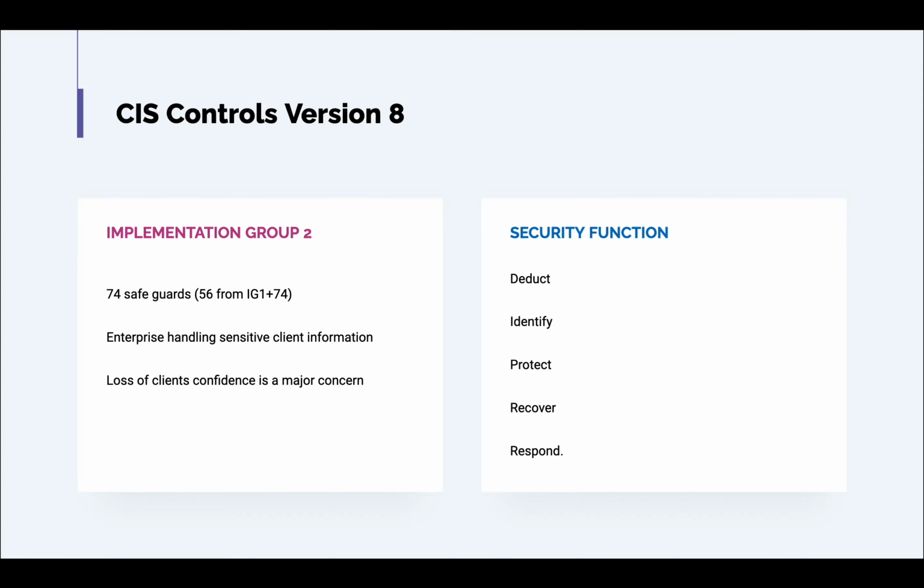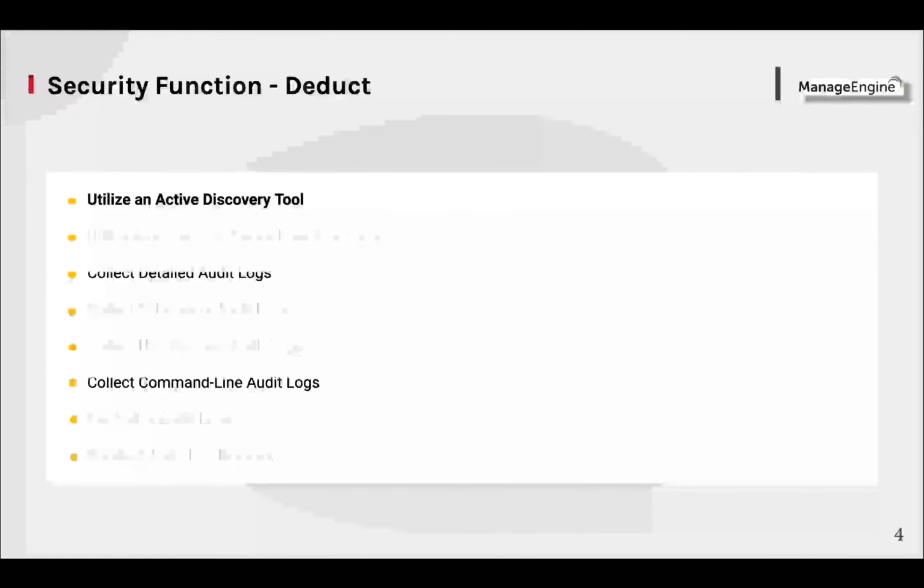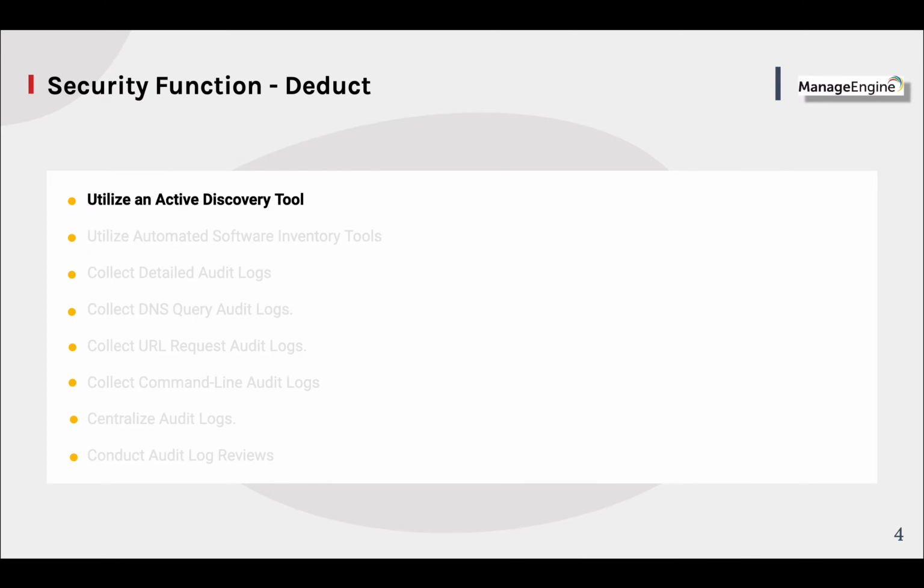Let's dive into today's session, Implementation Group 2, starting with the security function Detect. Utilize an active discovery tool. Subcontrol 1.3 talks about utilizing an active discovery tool that has to be executed daily or more frequently. ManageEngine OpUtils periodically scans the routers, switches, and gateway servers to discover the devices in the infrastructure.